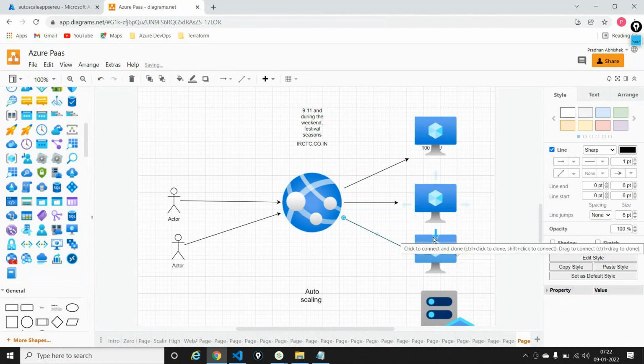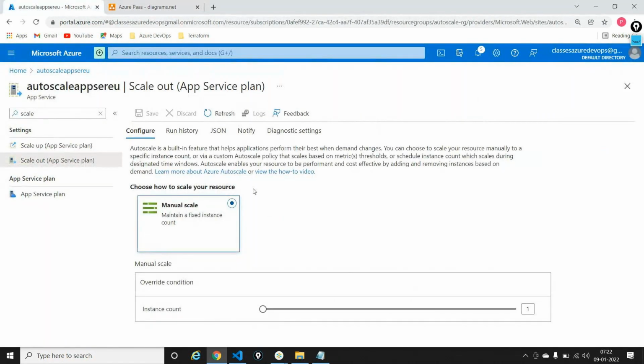This is what you're doing, and this is what you have right now. It says it's a manual scale, and the instance count as of now is 1. So I'll say okay, fine, take me to somewhere around 3. I'll just save.